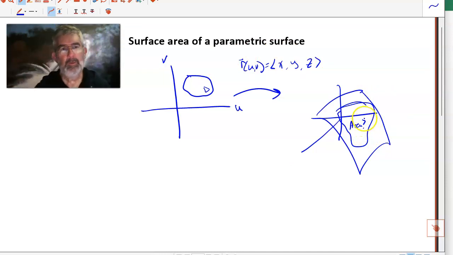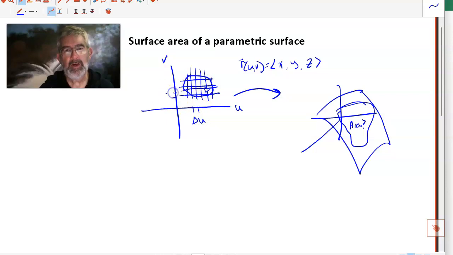So the way we're going to do this is not unlike many other calculus problems. We're going to cut it up into a bunch of little small pieces and look at what happens in each little piece and then add up all of them. So we're going to subdivide the region into little rectangles. The width of each rectangle down here is going to be some delta u, and the width of it in this direction will be some delta v. And look at any one of those little rectangles.